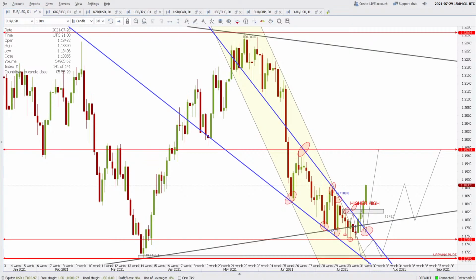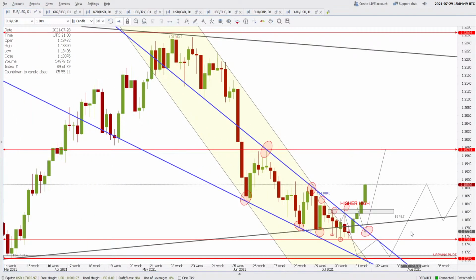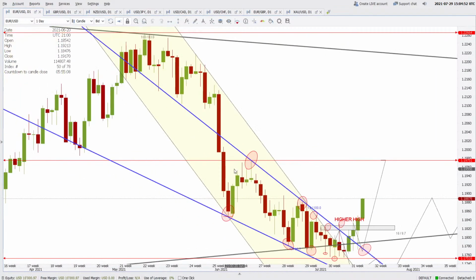All right, so now we have the euro US dollar chart on your screens. This is the daily chart, guys, and it is actually self-evident that it is moving exactly as we had predicted it in the recent webinars. I'm very happy about it.